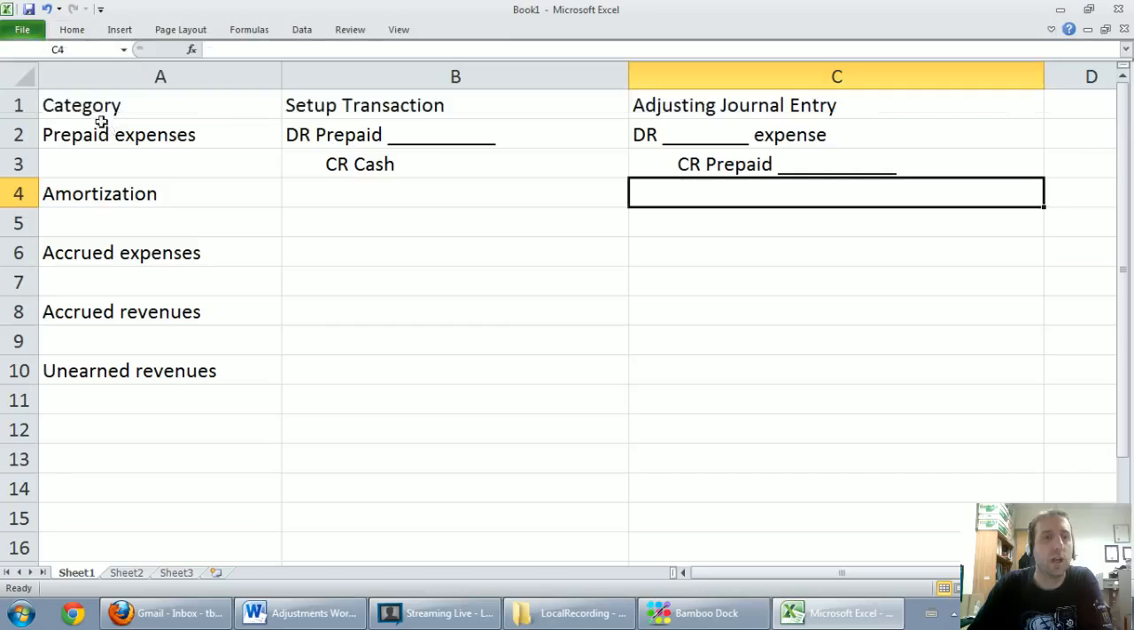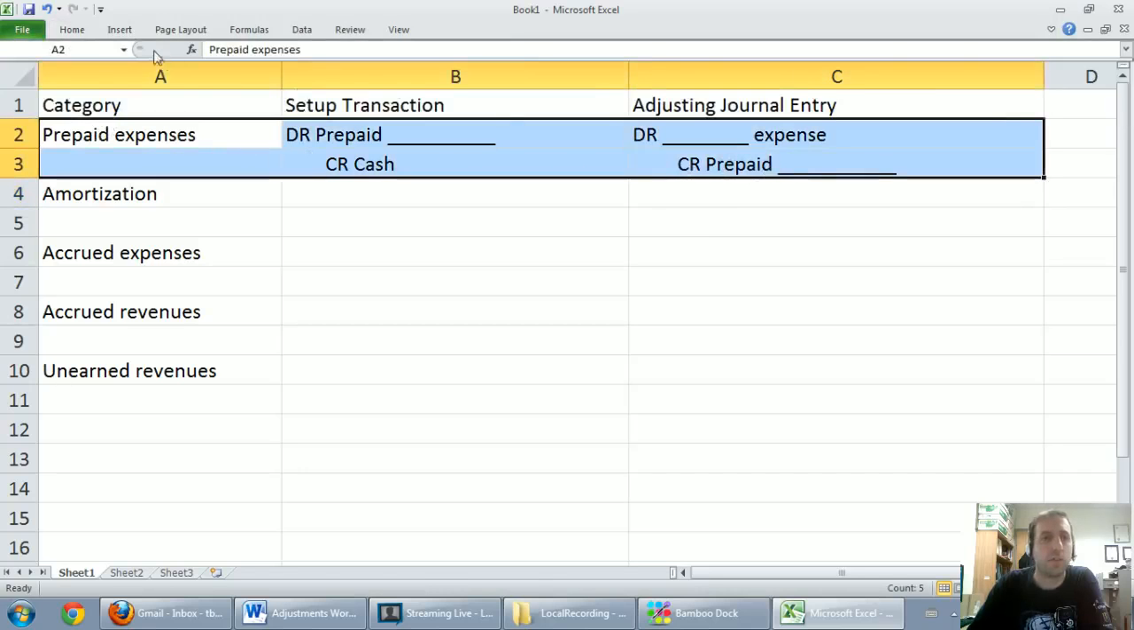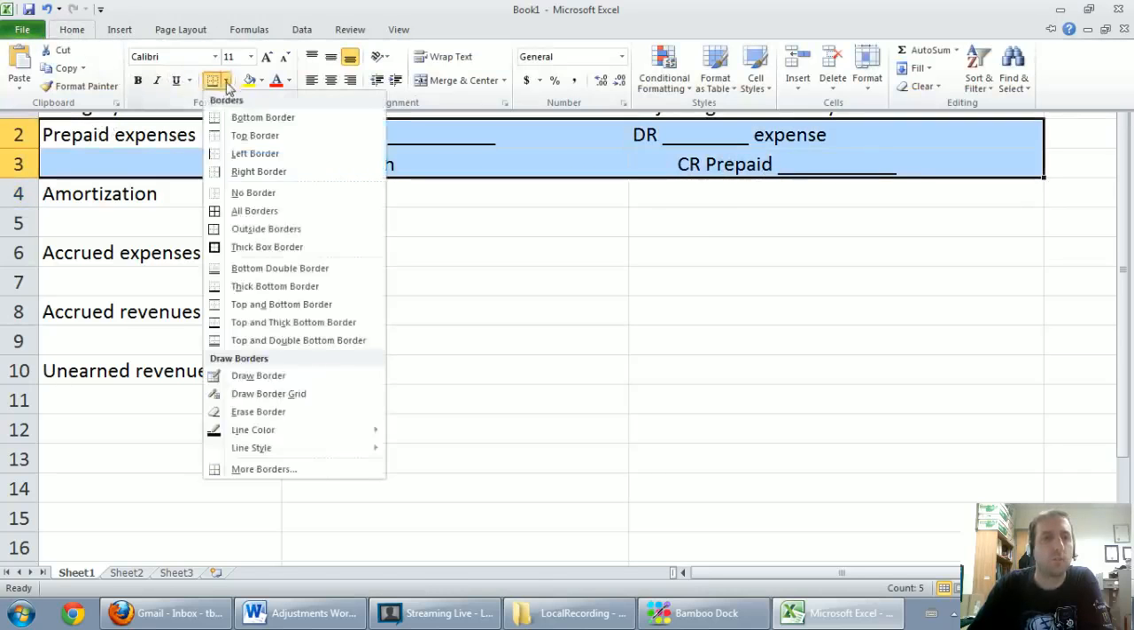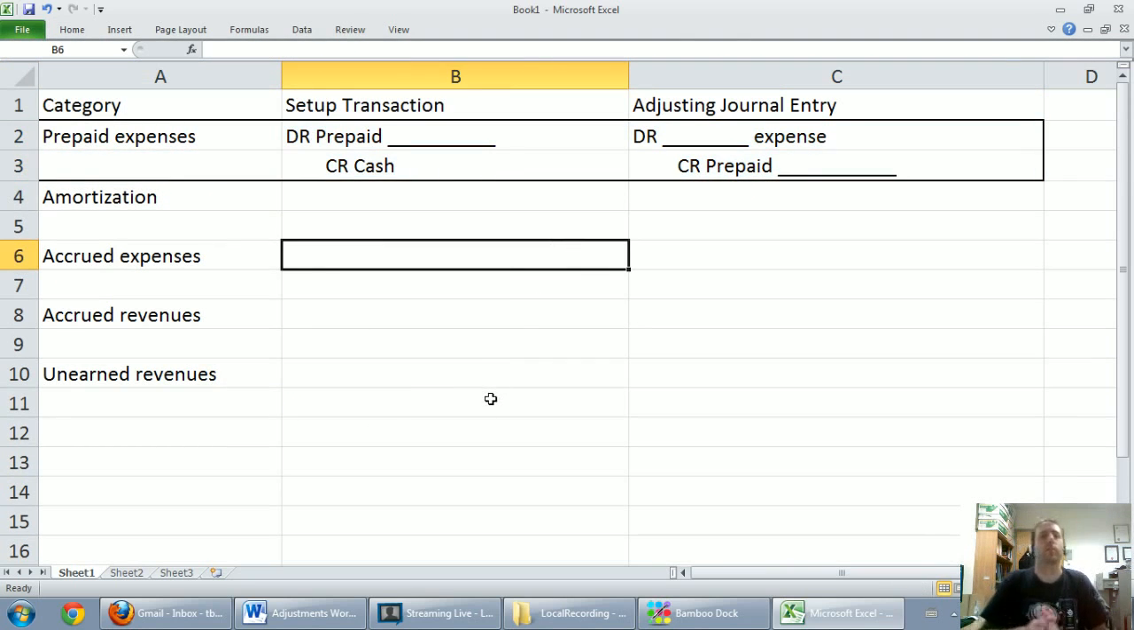Now I'm going to just, let's see if I can kind of put a loop around this. Maybe like that. Yeah, that's good. Okay, so that's prepaid expenses.